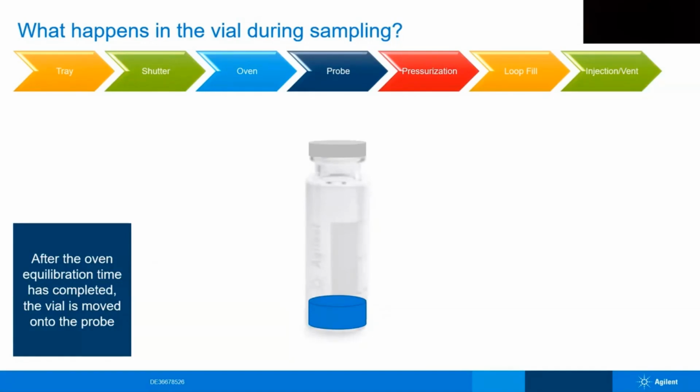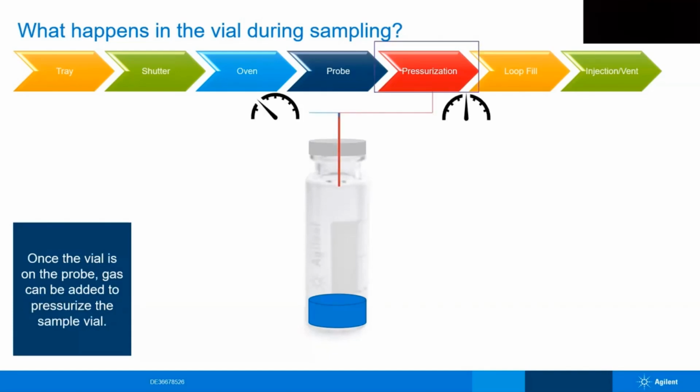So after we have reached our equilibration and our vial is still in the oven, we need to move it onto what we call the probe. And the probe is essentially a needle that pierces the septum. And this allows us to move on to the next step, which is pressurization. So we add an amount of gas to pressurize our sample higher than what the sum of the partial pressures are inside of the vial. And this allows us to open a vent valve and backfill the loop.